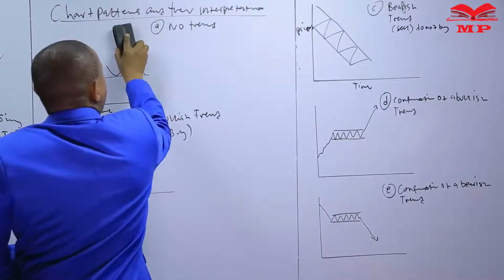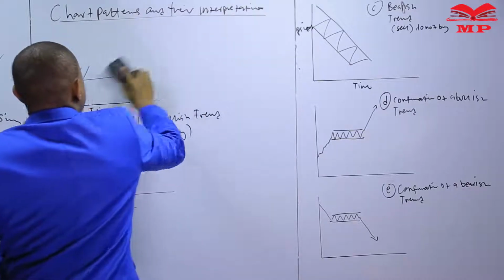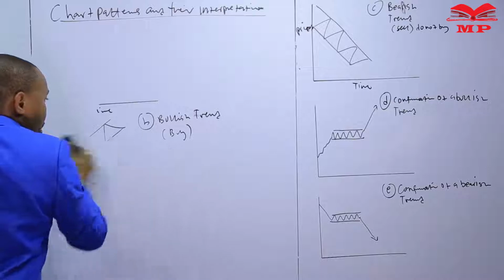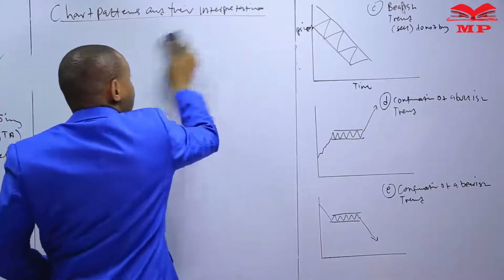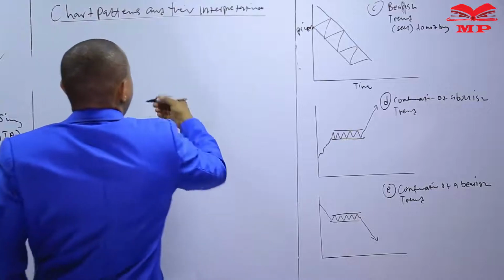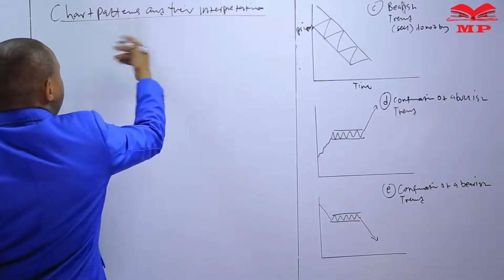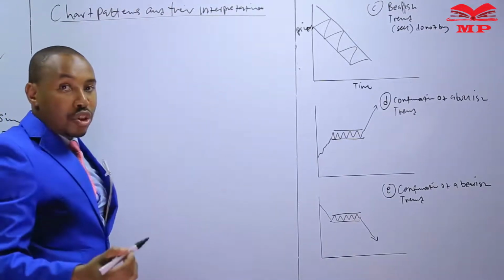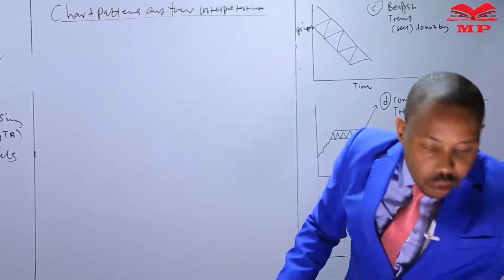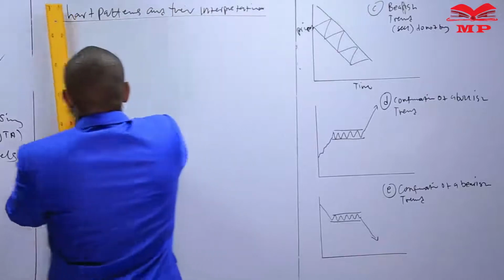Now, since we've already indicated a no trend over there, there is no need to try and draw a graph that indicates confirmation of a no trend. All we need to move on and look at is the reversal of a bullish trend, the reversal of a bearish trend. So let's look at how they look like.